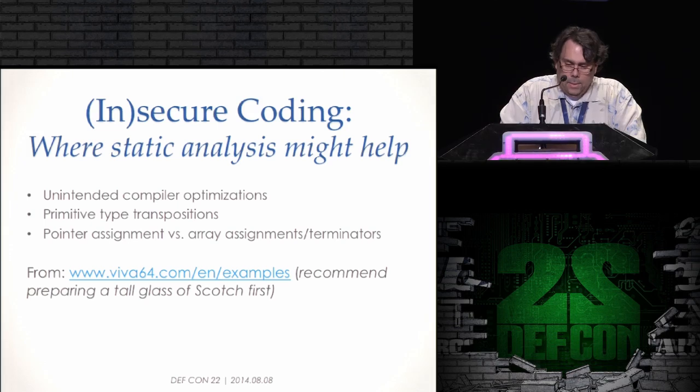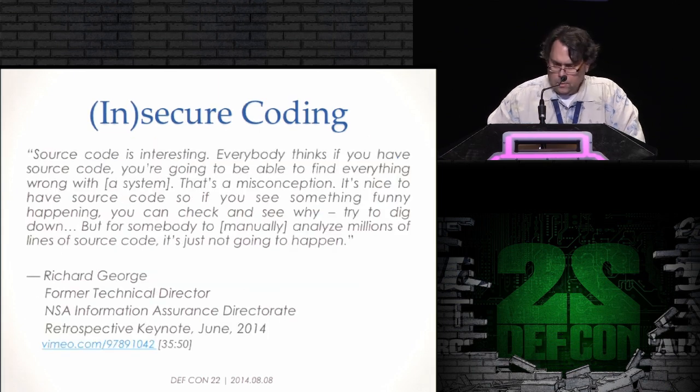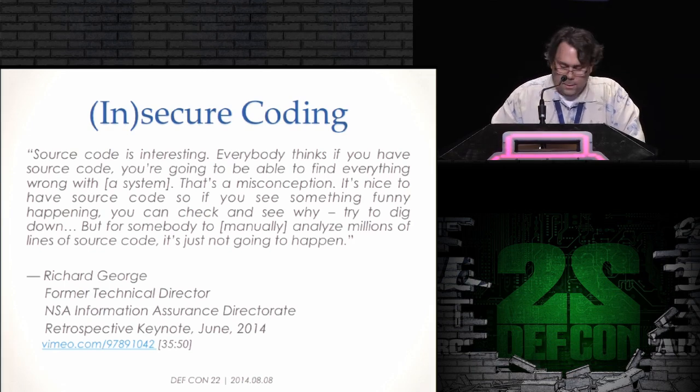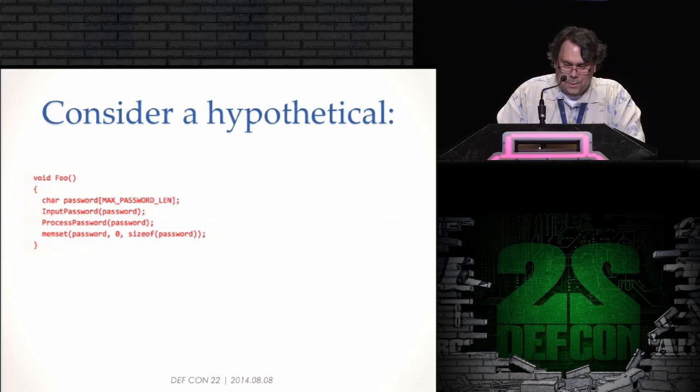I highly recommend people take a look at these examples, but prepare yourself before you do. I'll go through this quickly. This is a quote by the former director of the NSA Information Assurance Directorate, where he basically says, yeah, source code is interesting and sometimes it's helpful, but computers don't work on source code. They work on machine code.